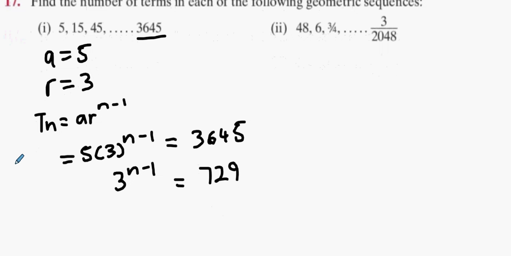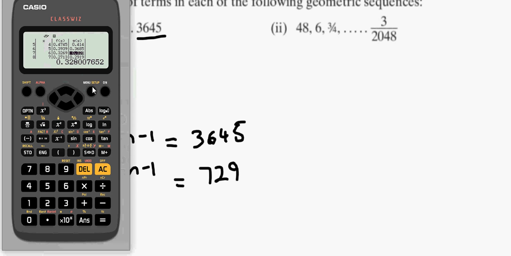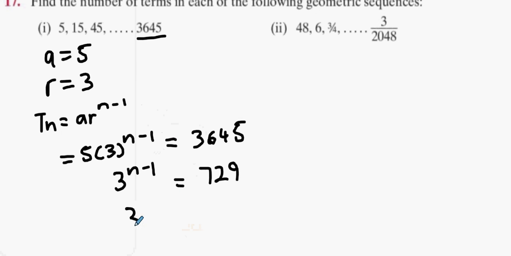You could log both sides, couldn't you? Is it necessary? Why isn't it necessary? And we have a quicker way? Three to the power of 6. What's the n value? The n value will be 7.